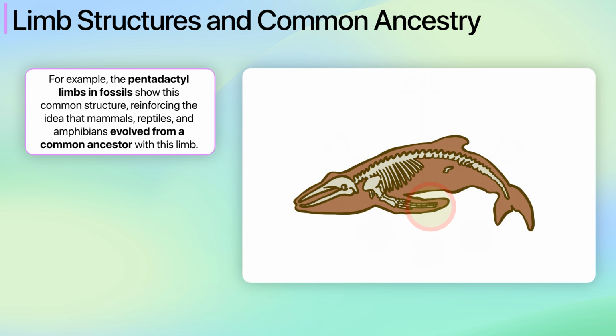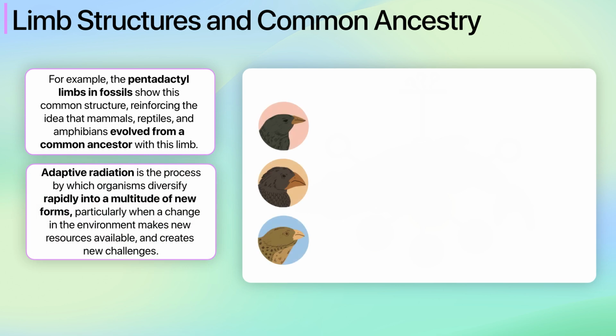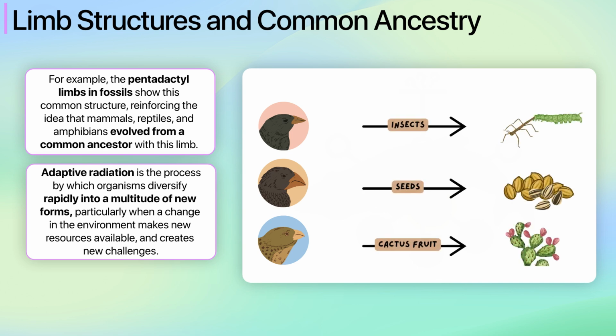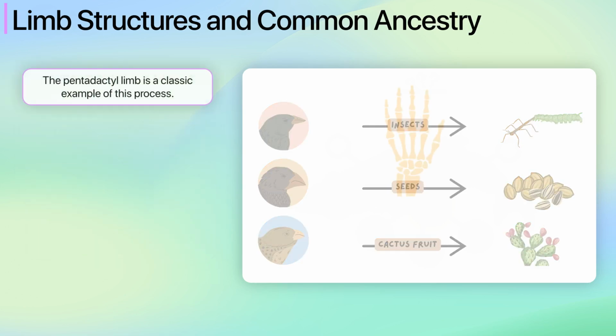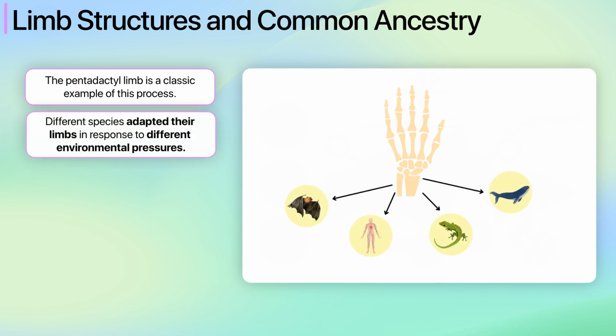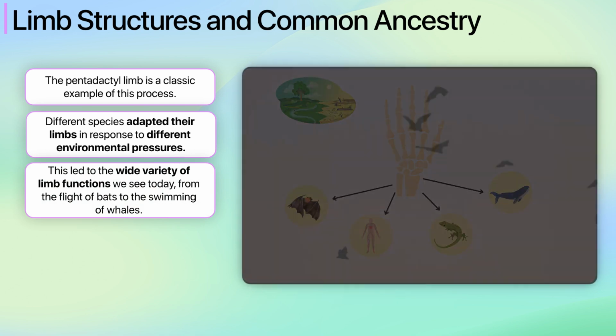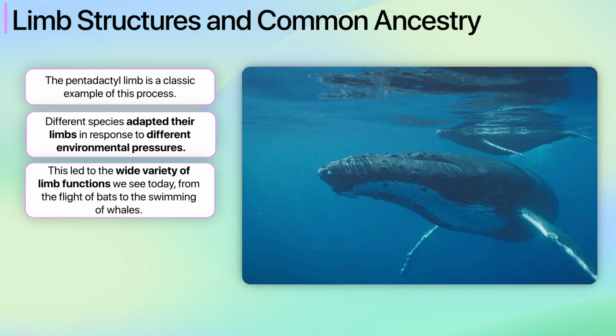So how has this limb come to differ in use among different species? Adaptive radiation is the process by which organisms diversify rapidly into a multitude of new forms, particularly when a change in the environment makes new resources available and creates new challenges. The pentadactyl limb is a classic example of this process. Different species adapted their limbs in response to different environmental pressures. This led to the wide variety of limb functions we see today, from the flight of bats to the swimming of whales.